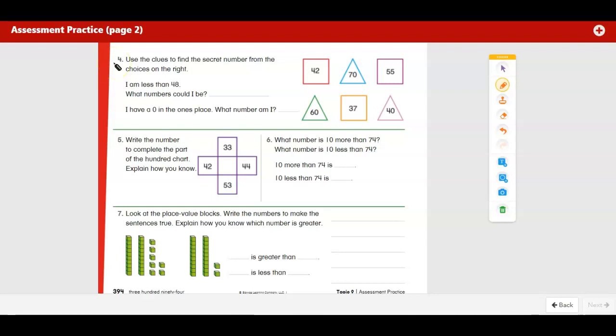Number 4 says use the clues to find the secret number from the choices on the right. Our first clue says, I am less than 48. What numbers could I be? So look at all of our numbers here: 42, 70, 55, 60, 37, 40. Our clue says, I am less than 48. So write the numbers on the line that are less than 48.